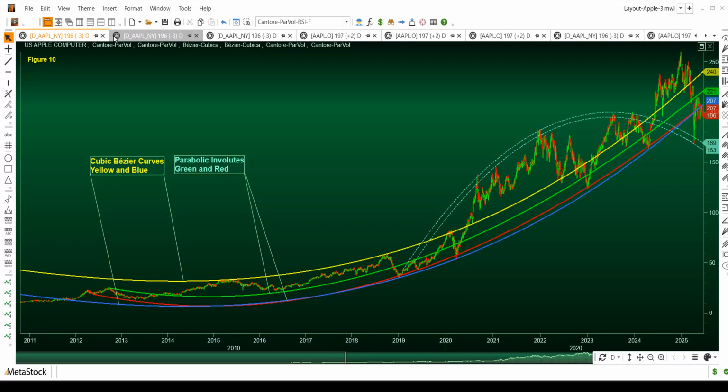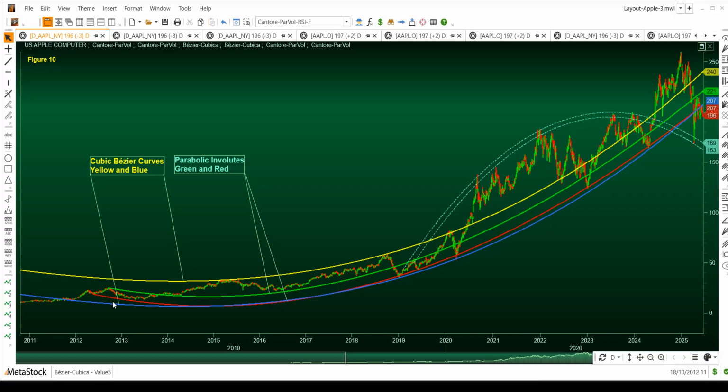Figure 10. From a purely graphical point of view, there are interesting similarities in the interpretation of the graph of a financial market, especially in its long-term evolution, both in its interpretation on the basis of parabolic involutes, such as the green and red ones, and cubic Bezier curves such as the yellow and blue ones.